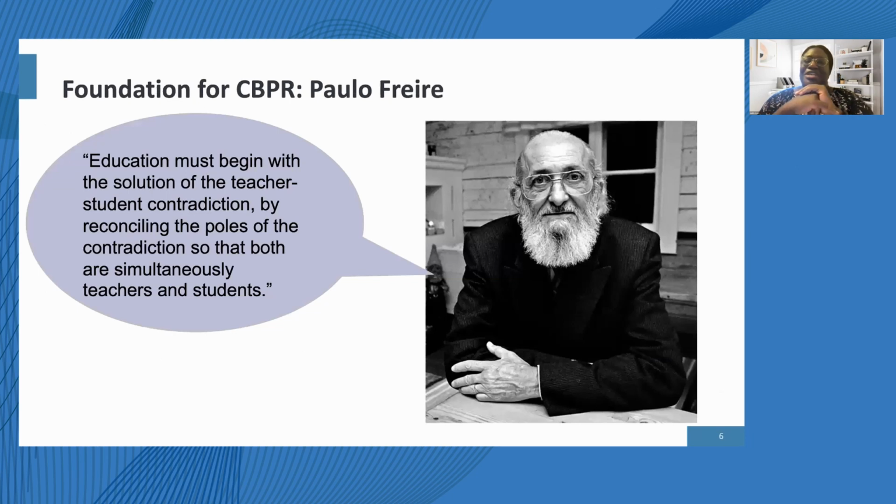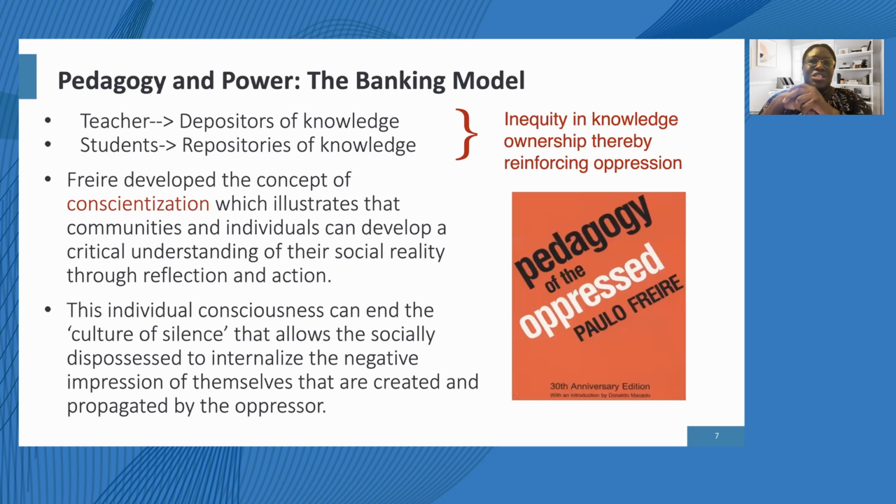Paulo Freire, of course, is well known. He brings that education must begin with the solution of the teacher-student contradiction by reconciling the poles of the contradiction so that both are simultaneously teachers and students. In that quote, he really challenges the way that we think about knowledge. When we're in different spaces, we think of the students or the people listening as the ones who are repositories of knowledge, and we are the ones that provide it. But actually, it's both learning and teaching that should be happening when we think about knowledge.